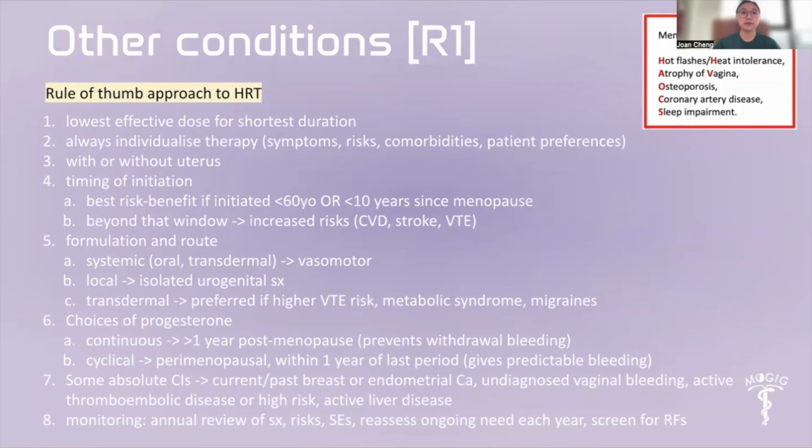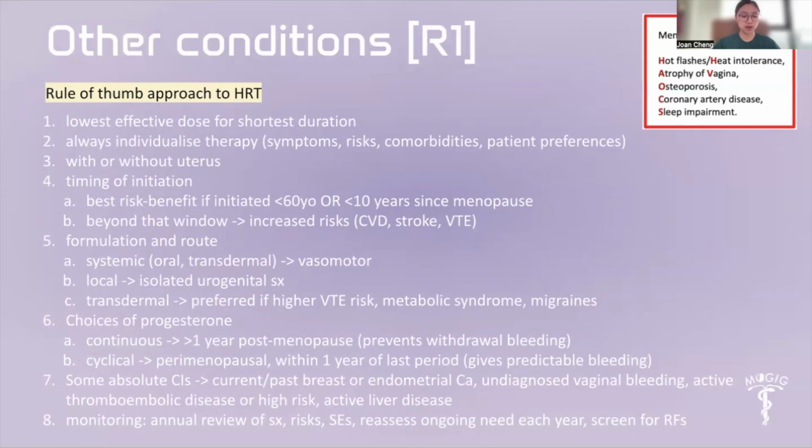In terms of the timing of initiation, the best risk benefit is if HRT is initiated before 60 years old or it's been less than 10 years since menopause. Beyond that window, you increase the risk of CVD, stroke, and VTE. And there's different formulations and routes for HRT. You got systemic, so that's oral and transdermal, and that targets the vasomotor symptoms. You got local HRT that targets the isolated urogenital symptoms, such as vulvovaginal atrophy, and transdermal is preferred if the patient has a higher VTE risk, metabolic syndrome, or migraines.